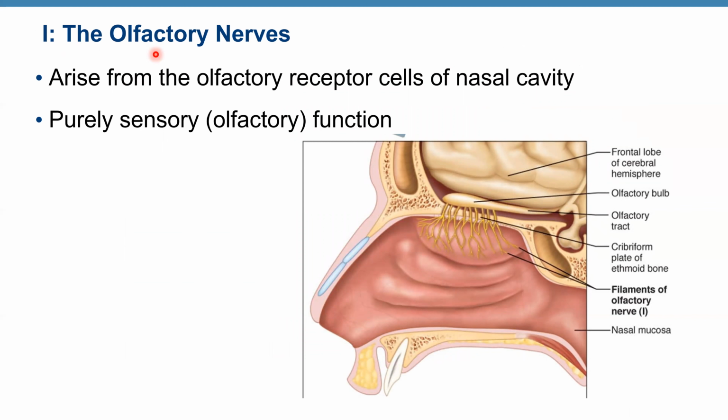Number 1, the olfactory nerves. Those are olfactory nerves, located inside your nasal cavities. They attach to the olfactory bulb, and the olfactory bulb becomes the olfactory tract. This information about smell is now carried to your temporal lobe. It arises from olfactory receptor cells of the nasal cavity, and this one is pure sensory, only olfactory. Sense of smell, that's the function.